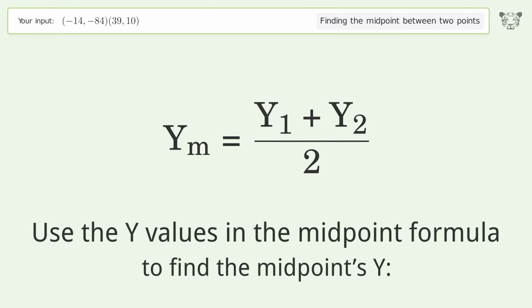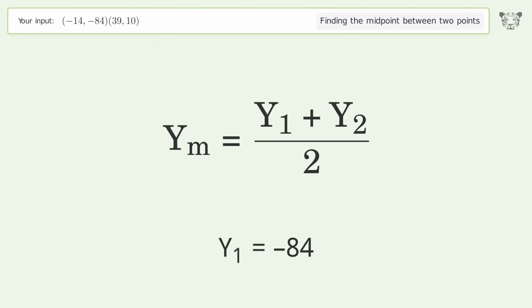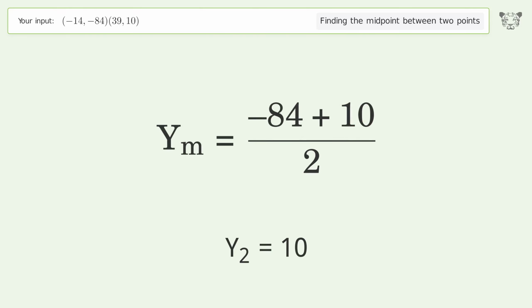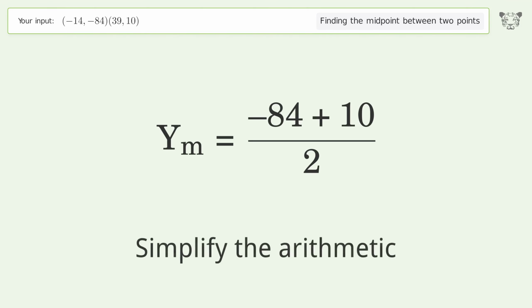Use the y values in the midpoint formula to find the midpoints y. y1 equals -84. y2 equals 10. Simplify the arithmetic.